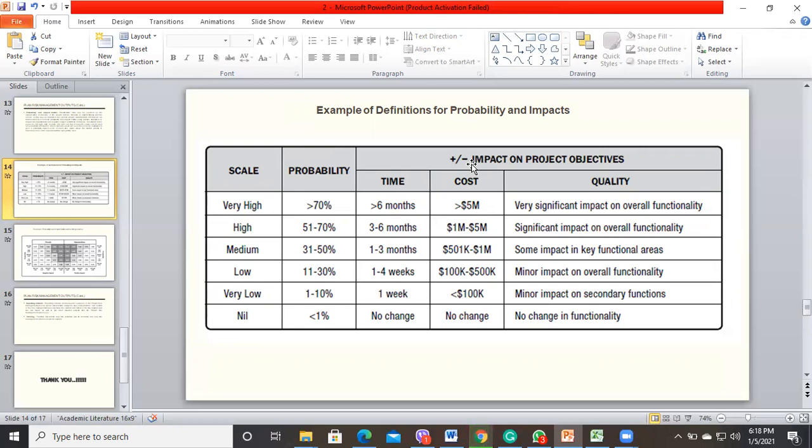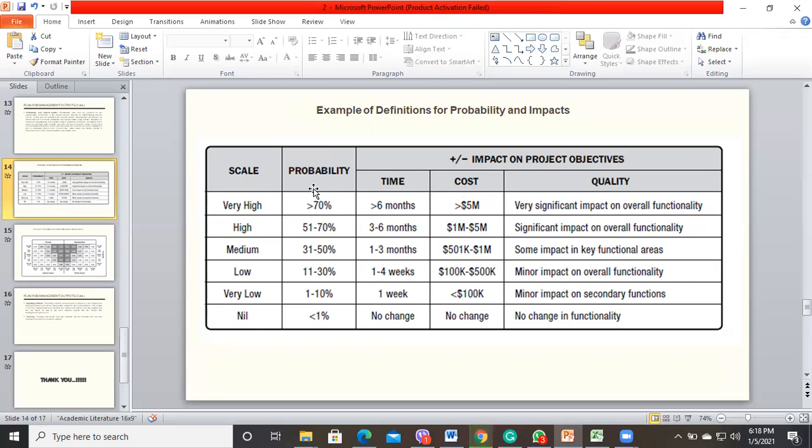Let's say if there is a possibility to reduce the cost, let's say this first one, reduce the cost by 5 million.